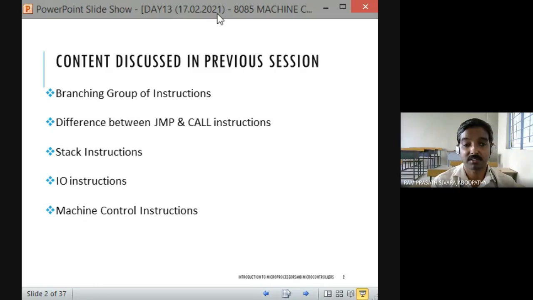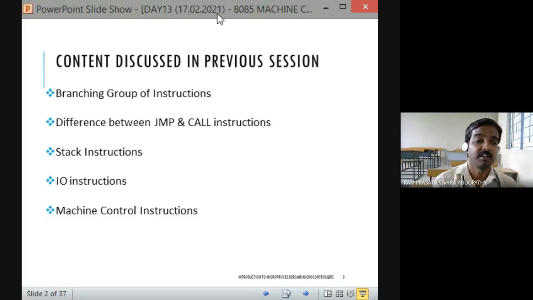Out of the 6 machine control instructions, we are using one of them in our lab programs. Correct? In the 3 lab experiments we specifically used one machine control instruction. Can you people type it in the chat? Yes, very good. HLT, halt instruction. Okay, fine.